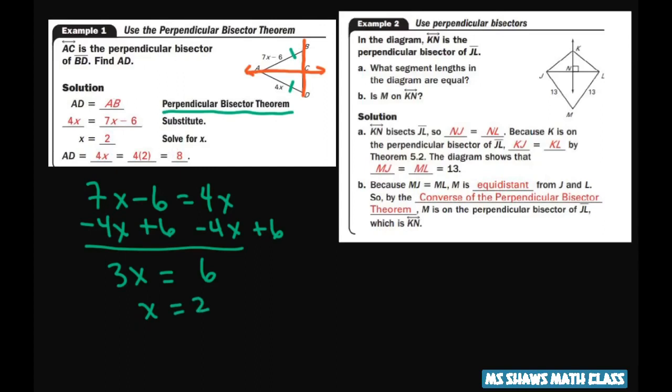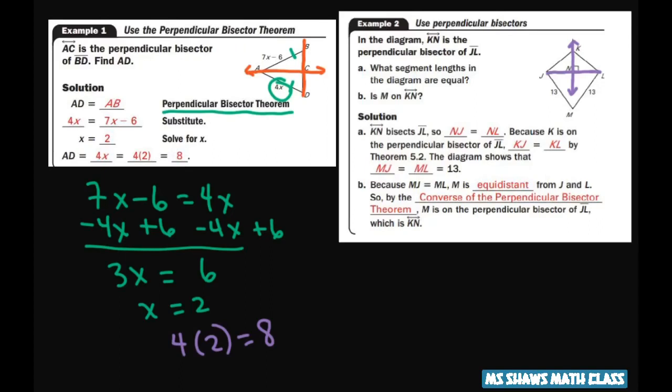And then to find the length of AD, you plug it back into 4x. So 4 times 2 equals 8. Now, let's see what this says. KN is a perpendicular bisector of JL. So what segment lengths in the diagram are equal?